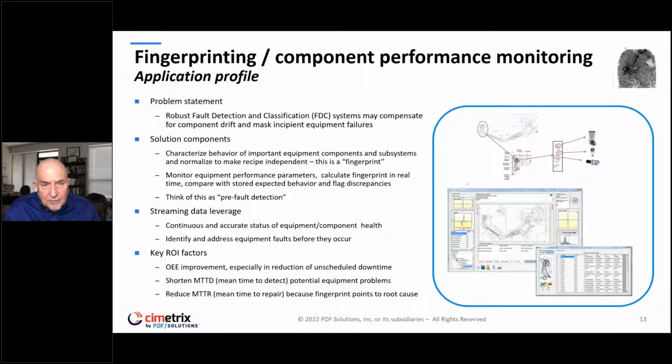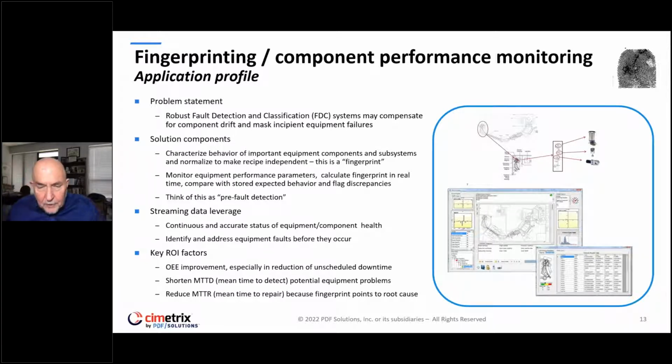So, of course, this impacts OEE in a variety of ways, especially in the reduction of unscheduled downtime that would occur when you can't catch these sort of problems. It also would shorten the mean time to detect. And since a fingerprint is directly associated with a specific component, it gives you a running start on the root cause analysis. Unlike some fault detection systems, you know that you've got a multivariate formula that's gone out of whack, but it doesn't necessarily tell you where to look next. So that's the classification part of FDC.